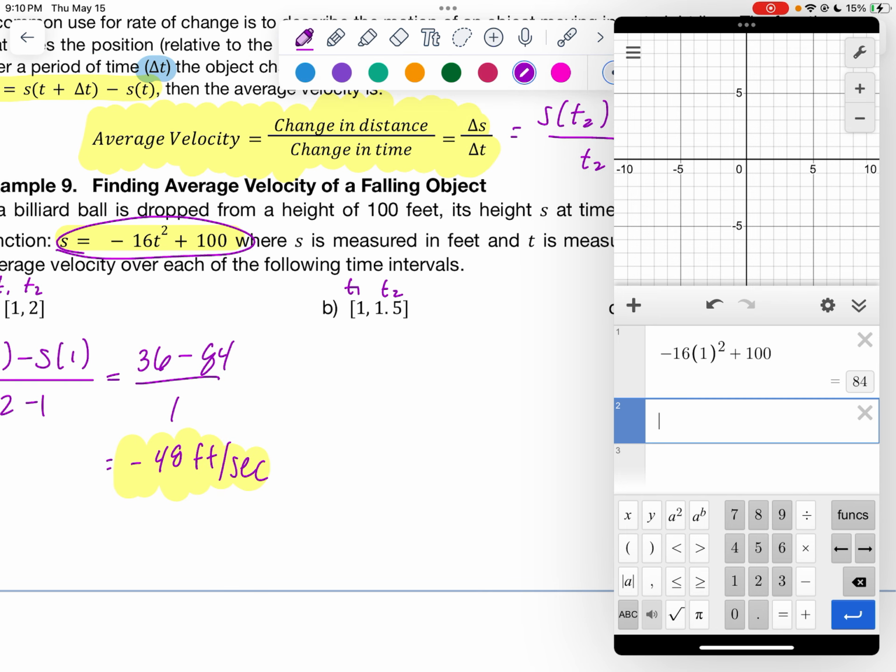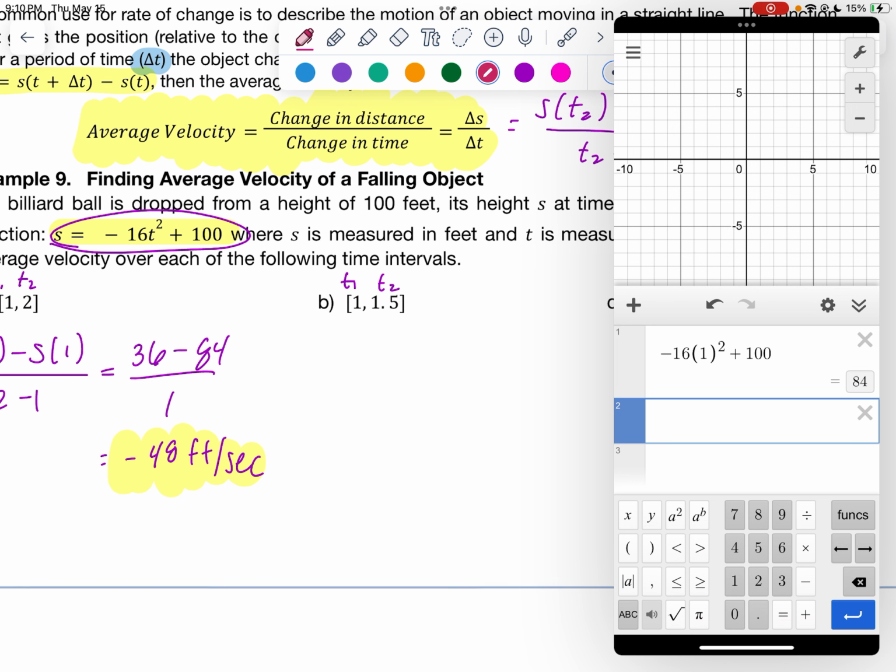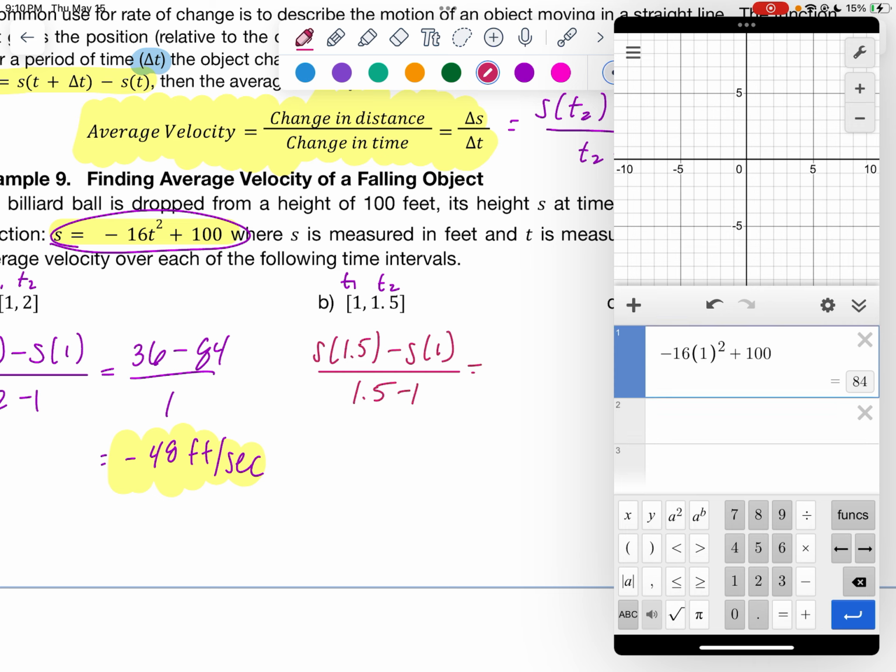So I'm going to do s of 1.5 minus s of 1 all over 1.5 minus 1. So this becomes 1.5, and then we get 64. I already know from my previous one that s of 1 is equal to 84, all over 0.5. 64 minus 84 gives me a negative 40 feet per second. I want you guys to try the third one.